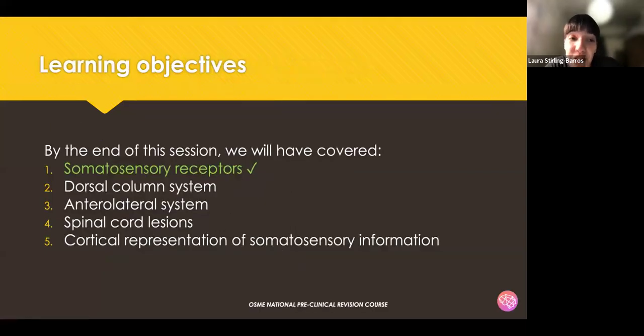Okay, so that's us covered with somatosensory receptors. Anyone have any questions at this point? I can't see the chat, so I think we'll move on. If there's any messages, it might pop up.